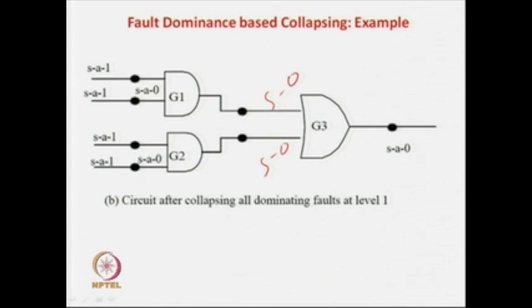So, now who is controlling this stuck-at-0 fault? These two stuck-at-0 faults are actually being tested by this one. This is not shown here because they have already collapsed, but still they are there. You have to know that if there is a stuck-at-0 fault here and a stuck-at-0 fault here, these two stuck-at-0 faults are automatically getting tested.